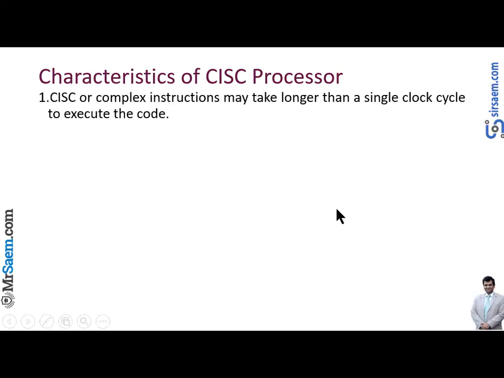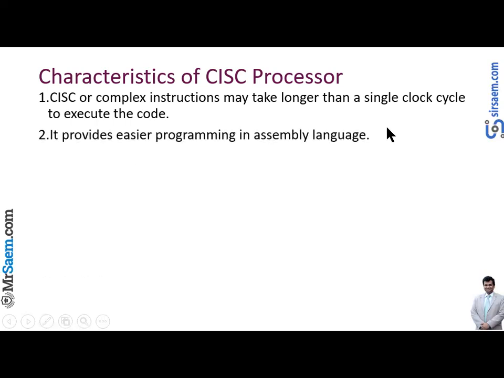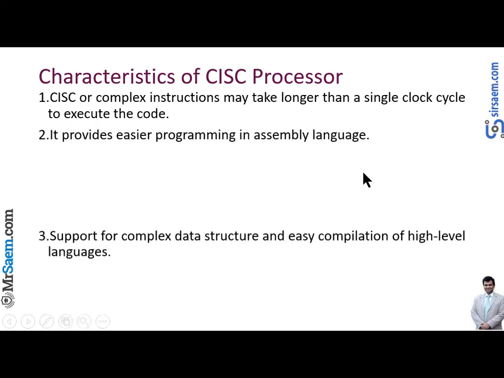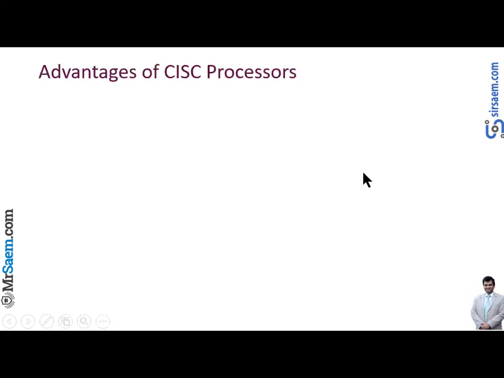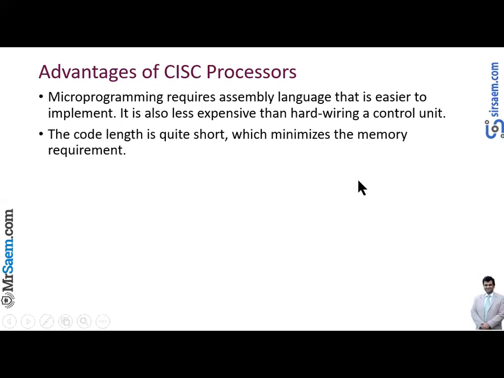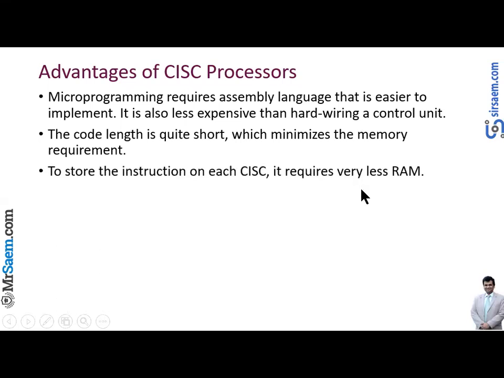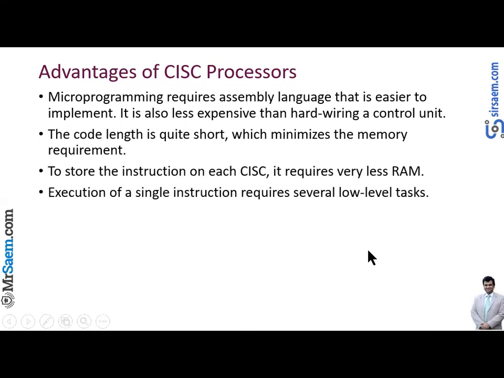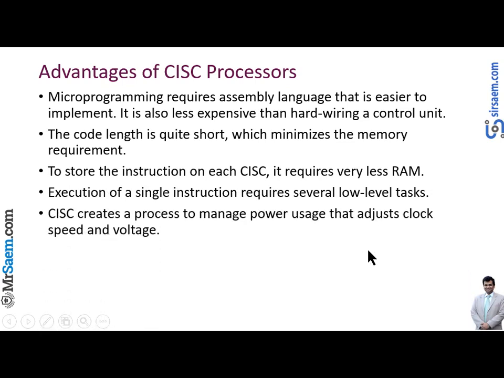Features: a complex instruction takes more than a single clock. You have written that down. It provides easy programming. Fine. Advantages: it is less expensive than hardware. Yes or no? Microcode is something easier to implement. Code is quite short, to store it needs less RAM, fine. Execution of several low-level tasks, creates process management, low power.